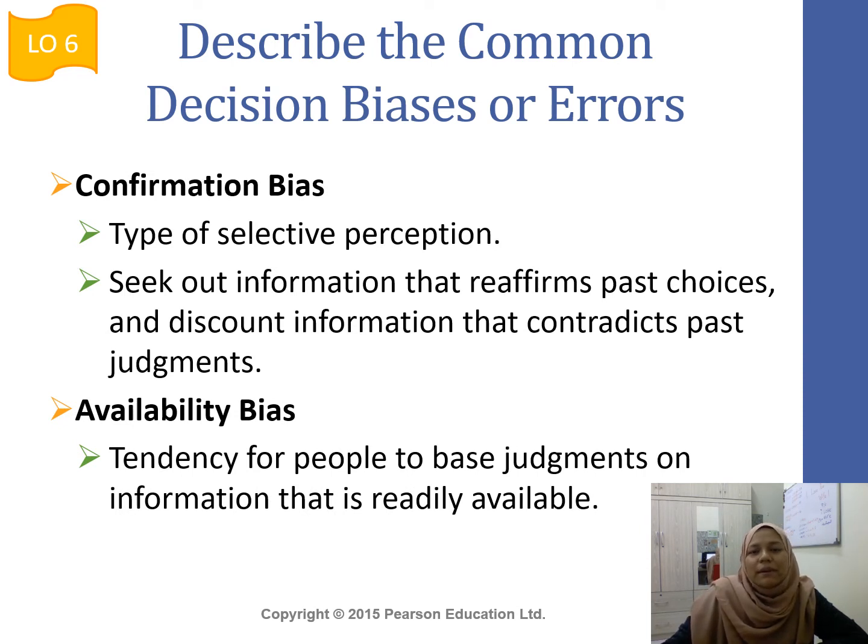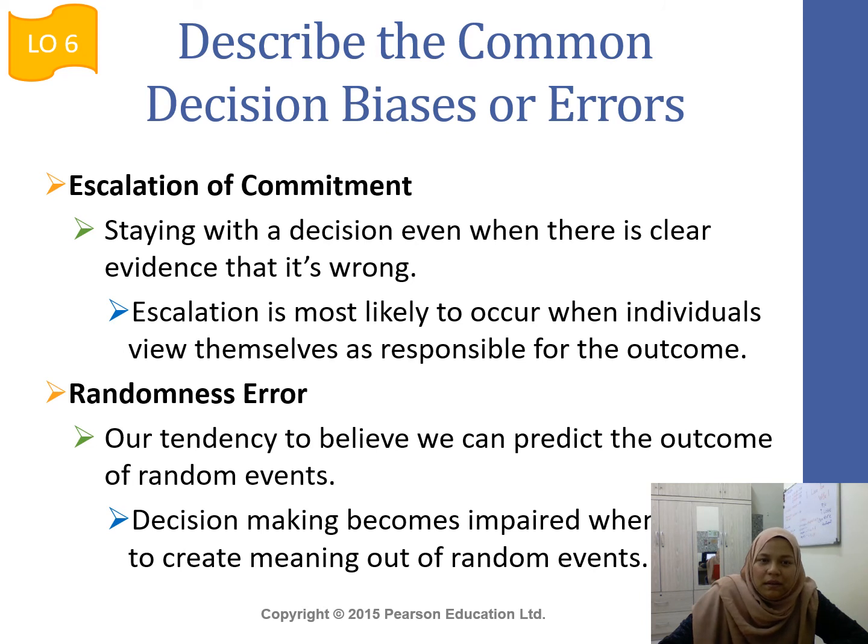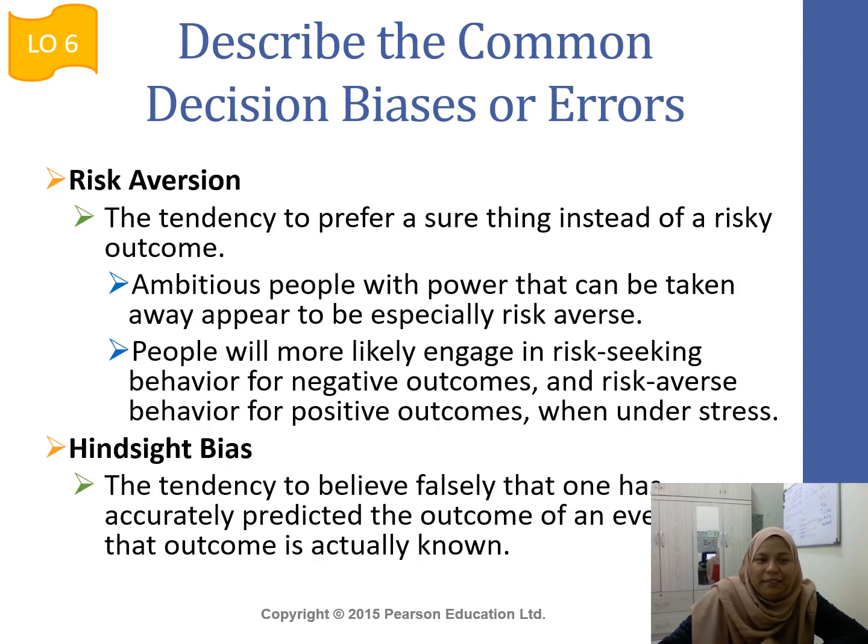Confirmation bias, because you reaffirm the past choices. Availability bias, you make judgment based on whatever information is in front of you, right? Escalation of commitment, staying with the decision, whether it is right or wrong, you just stay with the decision. Randomness error, we believe that we can predict the outcome, but it just happens to be the outcome. It's not something that we predicted. Risk aversion is that we prefer a sure thing instead of a risky outcome. We are in a comfort zone. Like me, if I'm making a decision, I always think about what worst can come. Because when we think about what worst can come, we are more prepared for it.